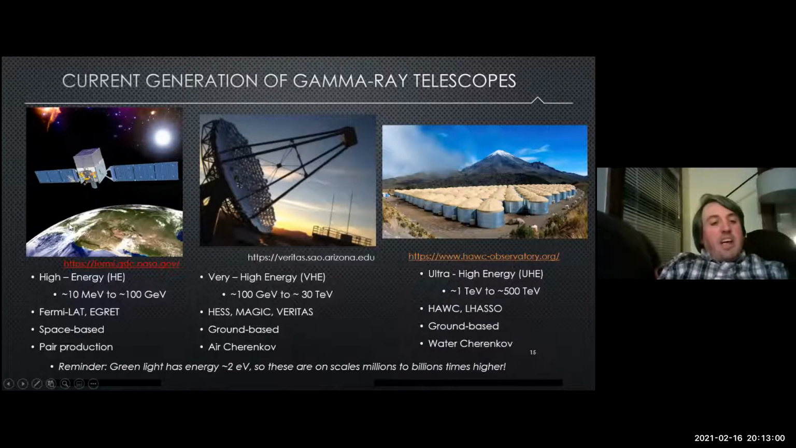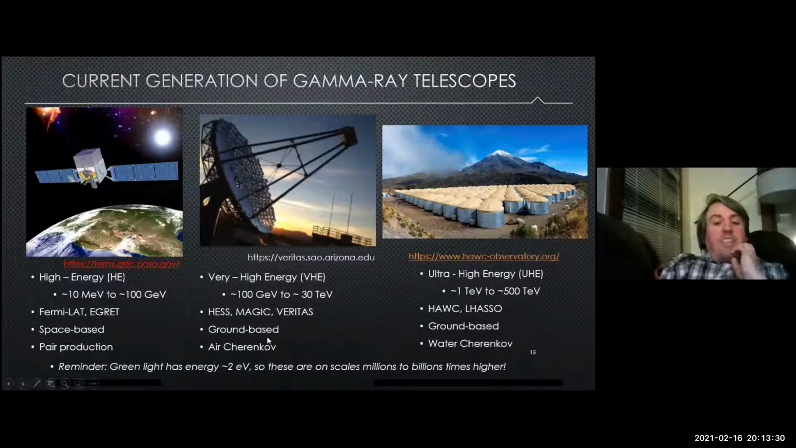There's Fermi LAT. Here's a picture of the Fermi LAT space telescope, and these are space-based, and it uses a pair production technique to find gamma rays. VERITAS, which I'll talk about in more detail. So we're talking at the GeV scale. So we're getting to the billions now. HESS, MAGIC, and VERITAS are essentially the big three players in the field right now.